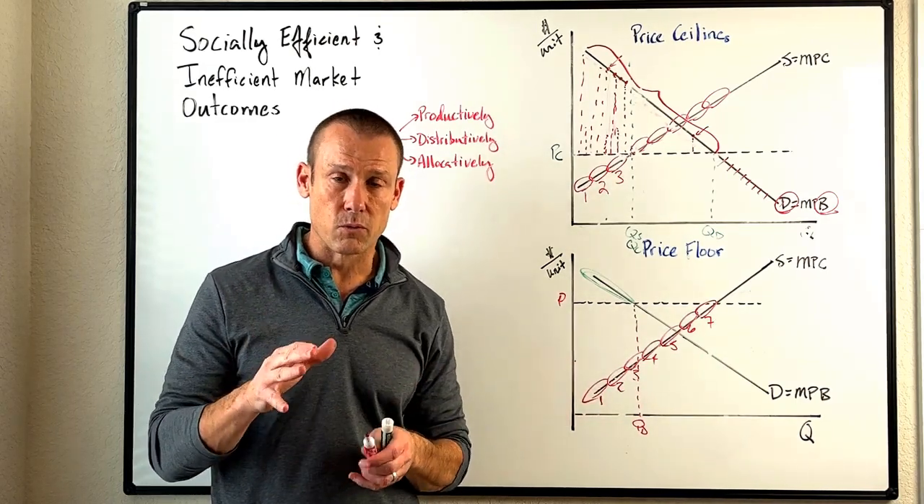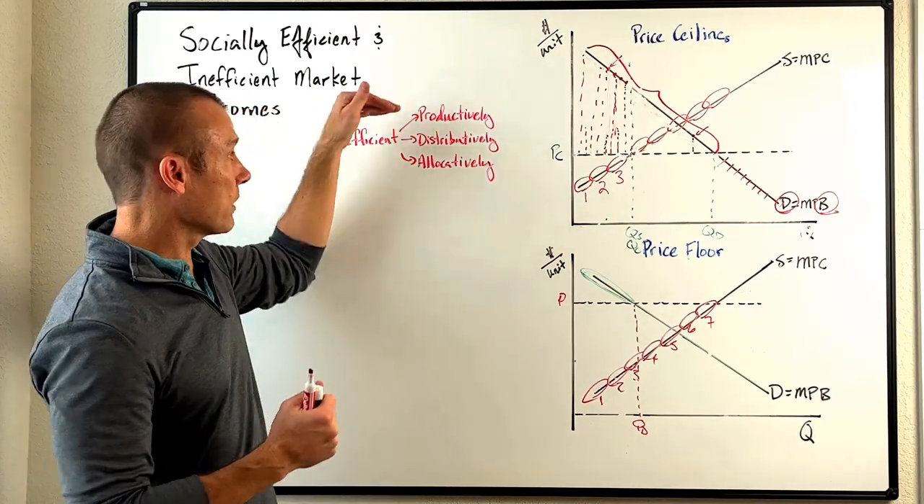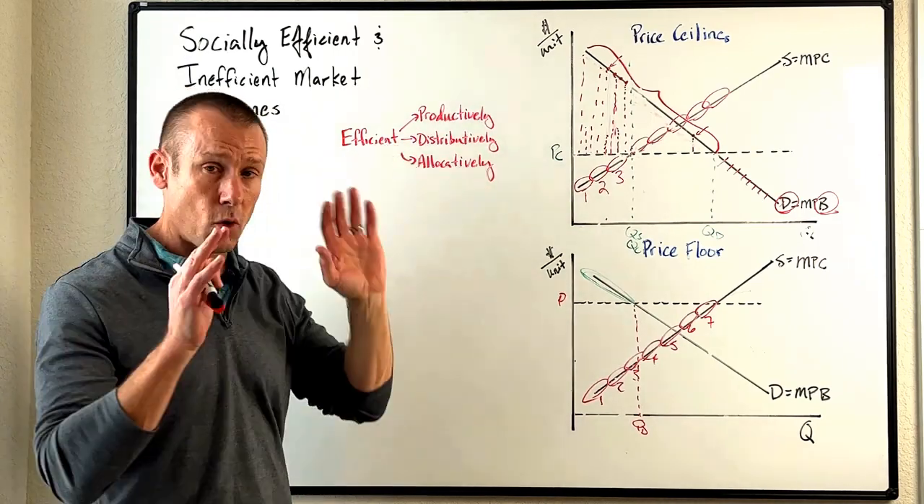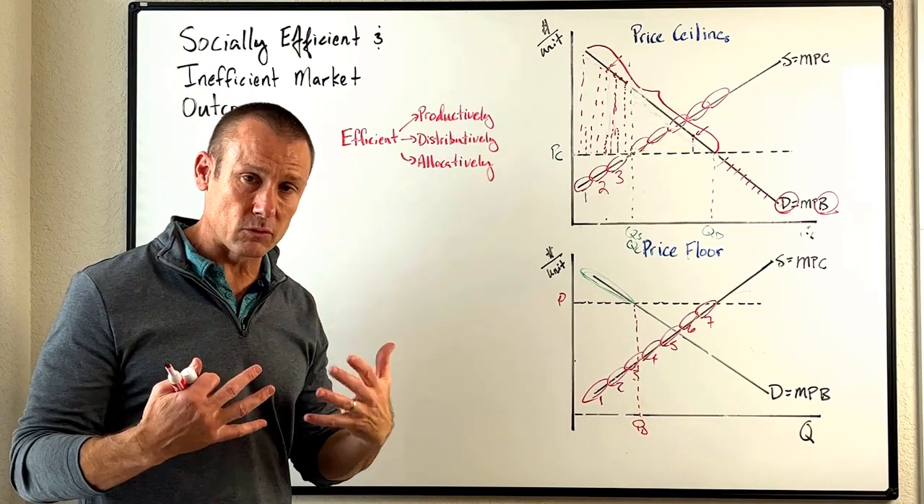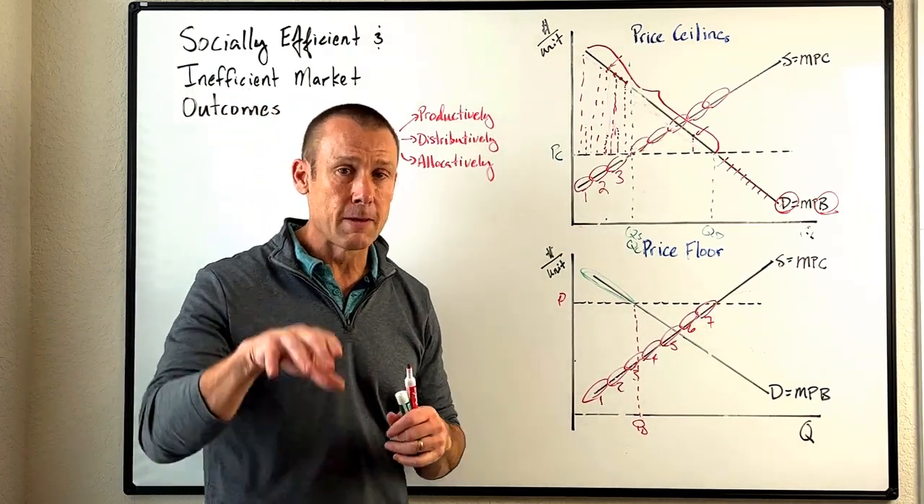So, what's the big point going on here? There are 3 types of efficiency. We have to produce the good at the lowest possible cost. We need to hopefully try to distribute the good to those that value it the most, and we need to produce the right amount of the good. And if we do all 3 of those, then we will maximize social surplus.